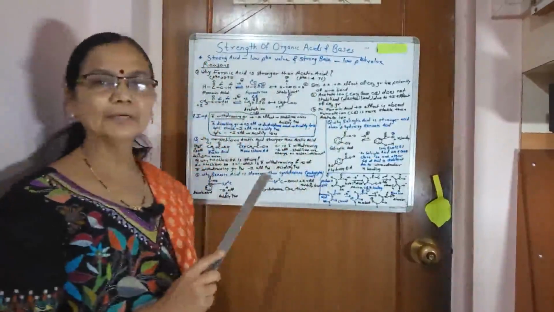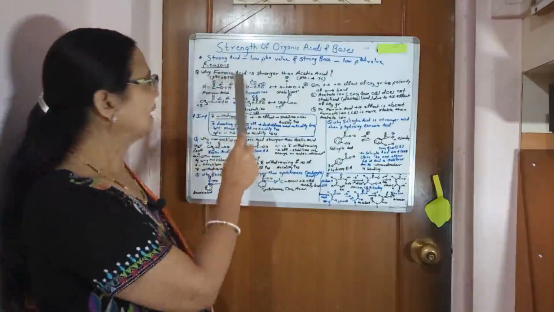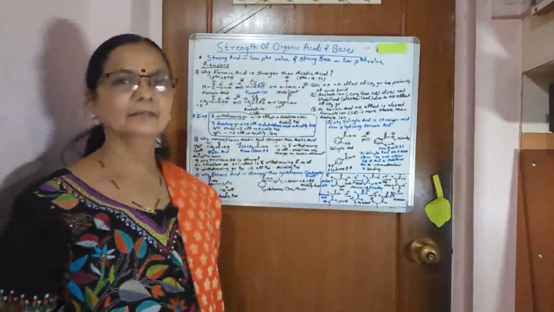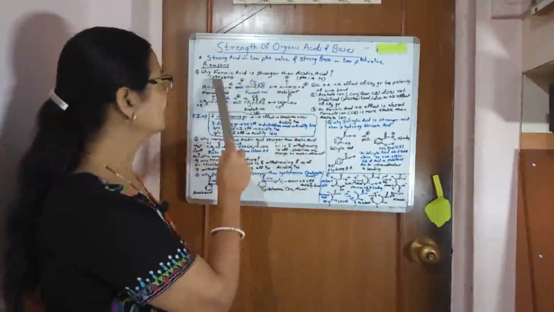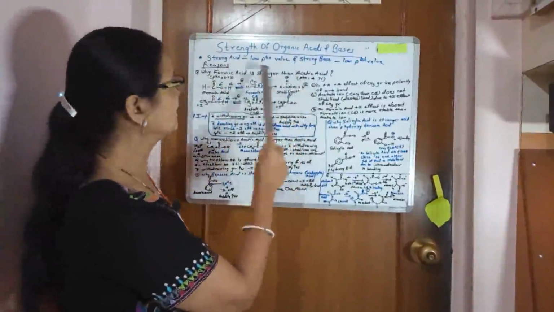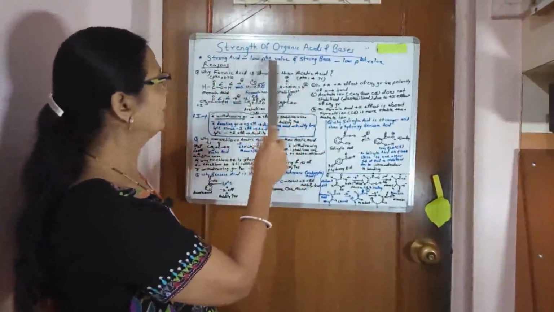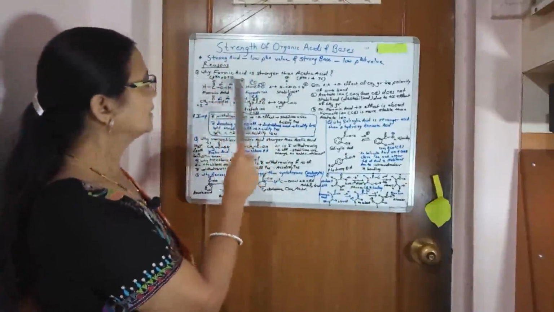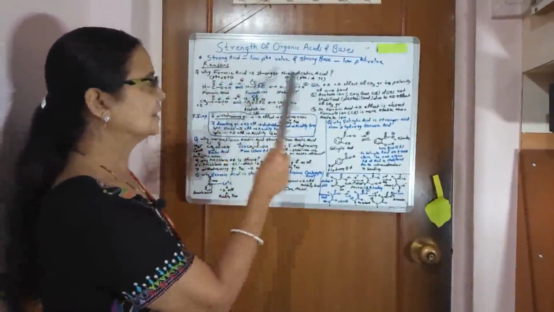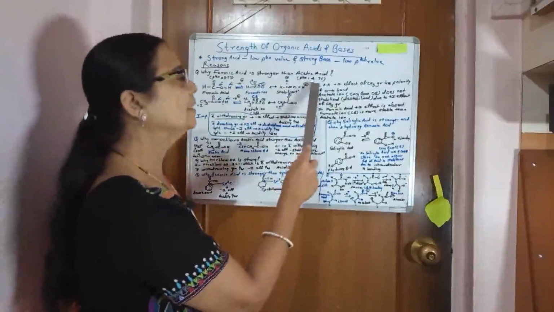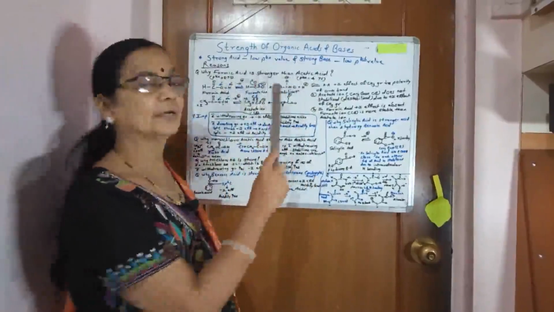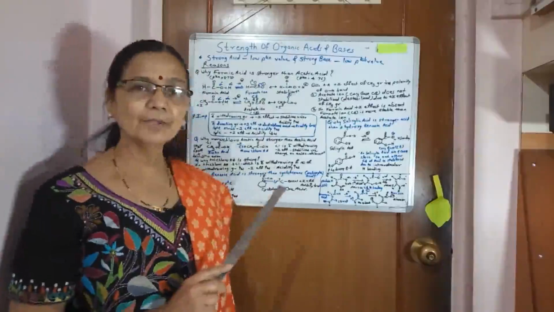Now the important reason is the formic acid. Why is formic acid stronger than acetic acid? Here you can see the pKa values. The pKa value is 3.77 for formic acid and 4.76 for acetic acid. According to this, a low pKa value means a strong acid. Therefore formic acid, with the low pKa value, will be the strong acid, while acetic acid's pKa value is more, so it is a weak acid.